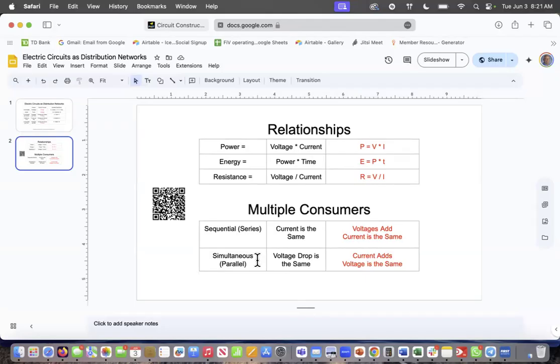But in simultaneous circuits, where this means that the current splits up and goes through multiple pathways, the voltage drop is going to be the same. And then the generalization that we can make there is that the voltage drop across each component is going to be the same, but current's going to add.